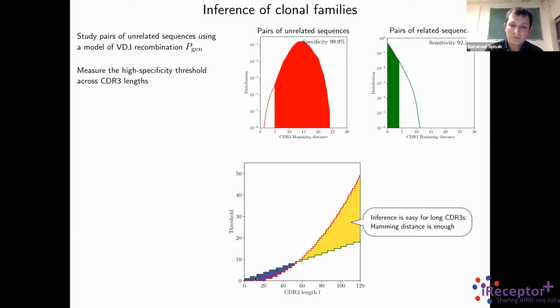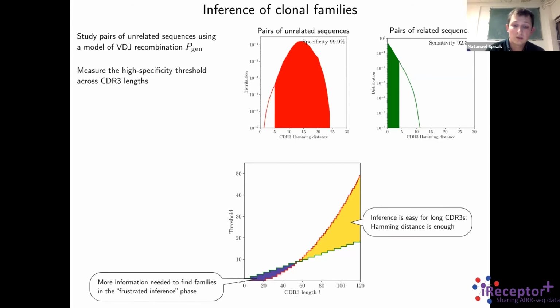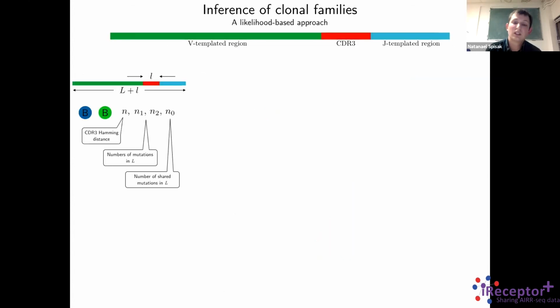And then on the contrary, there is this frustrated region here, the short CDR3s, where Hamming distance is not enough, because whatever threshold we choose, we either hurt the precision of our inference, which is to say we join unrelated sequences together, or if we adopt a high specificity threshold, we end up with very poor sensitivity. And so this is how the statistics of recombination allows us to view this problem of family inference. And here in particular, we know that we need to do better than Hamming distance in the CDR3.